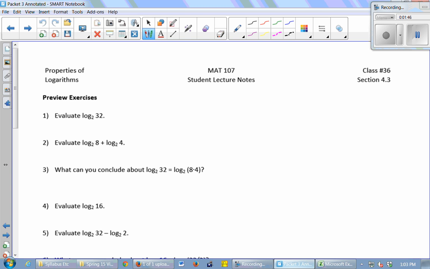So log base 2 of 32. Remember, that is asking you what the exponent is. What is the exponent that you raise 2 to make 32? 5. 2 to the 5th is 32. So log base 2 of 32 equals 5 because 2 to the 5th is 32.